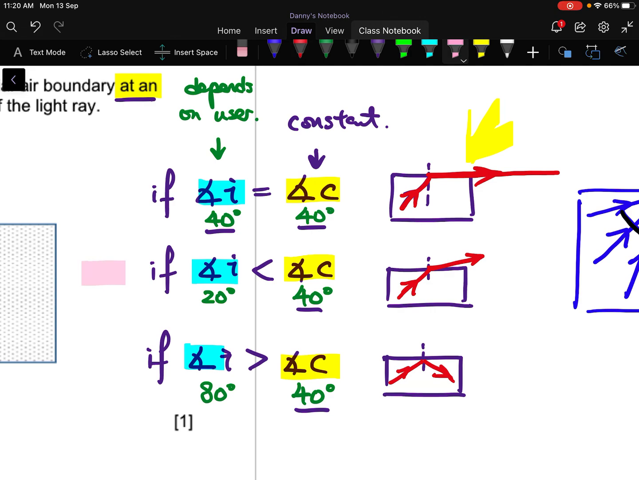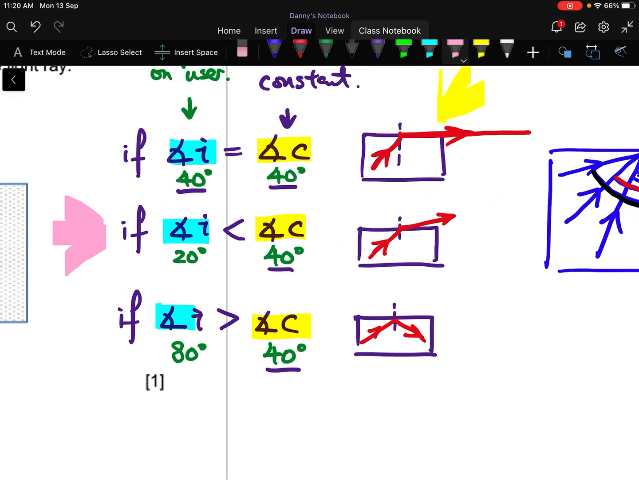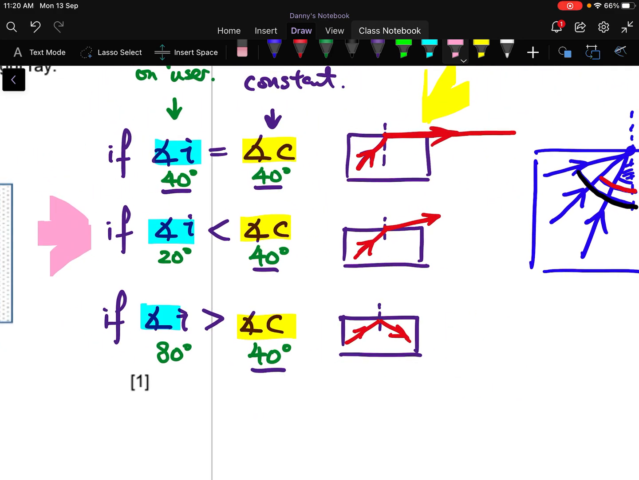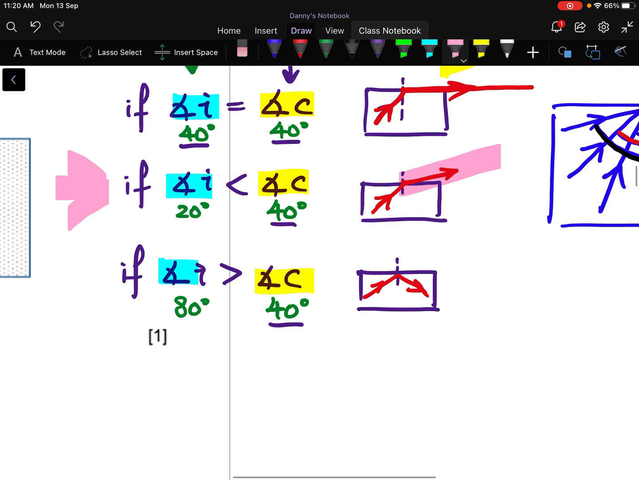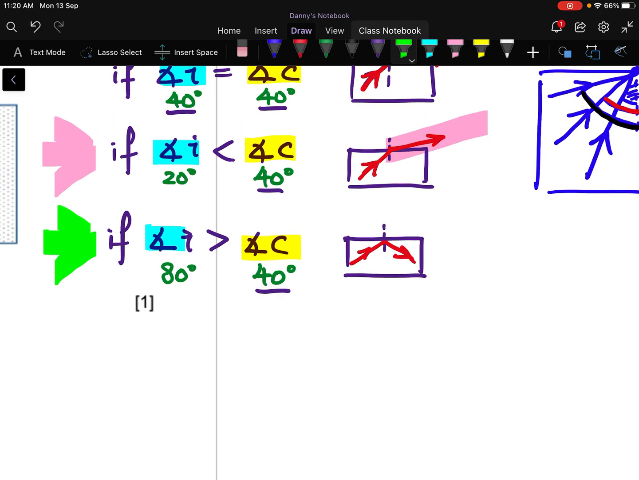Now, if the incident angle is much smaller than the critical angle, then the light will be able to get out and it will get refracted away. And of course, the last possibility is if your angle of incident is way larger than the critical angle, then the light ray will get trapped. This particular phenomenon is called total internal reflection.